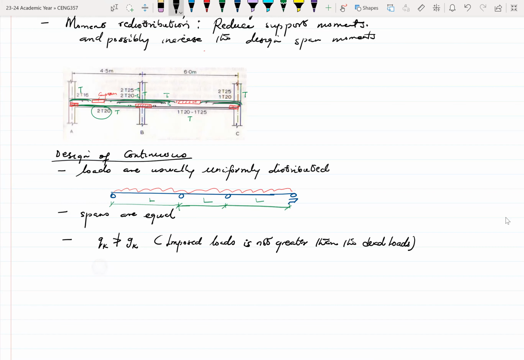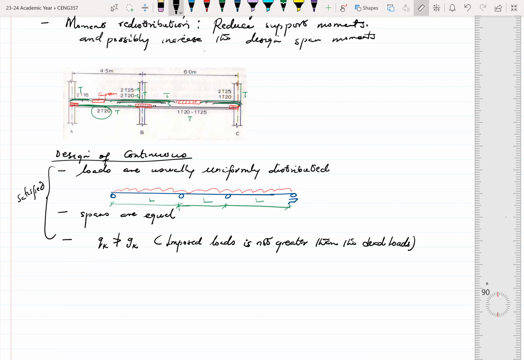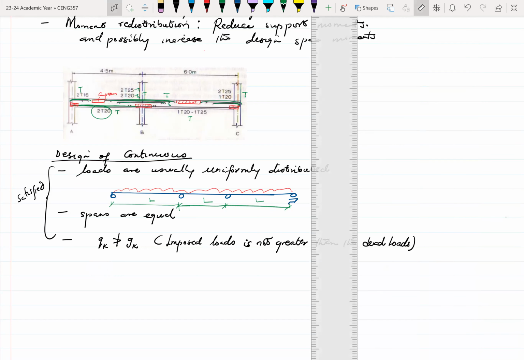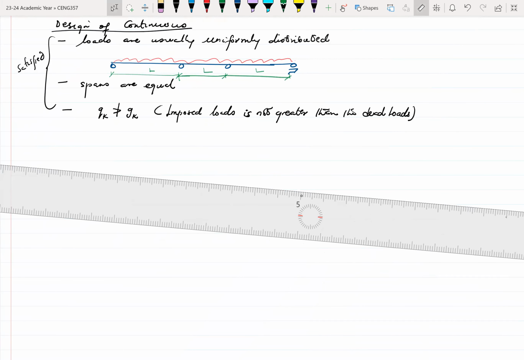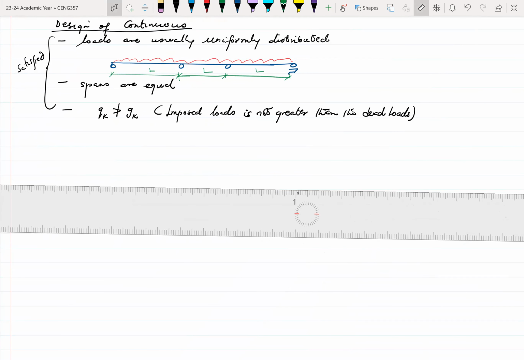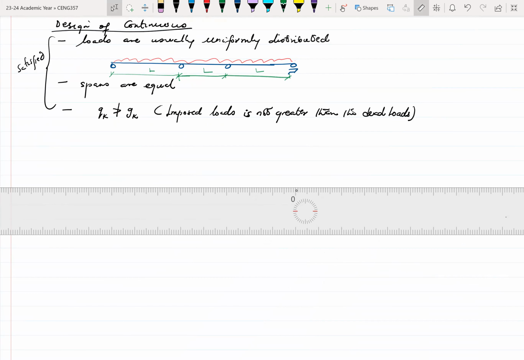But if all three conditions are satisfied, then we have a much simpler process in the analysis, which is also quite common. But usually for large buildings and for more complex buildings, you might want to do a thorough analysis process.